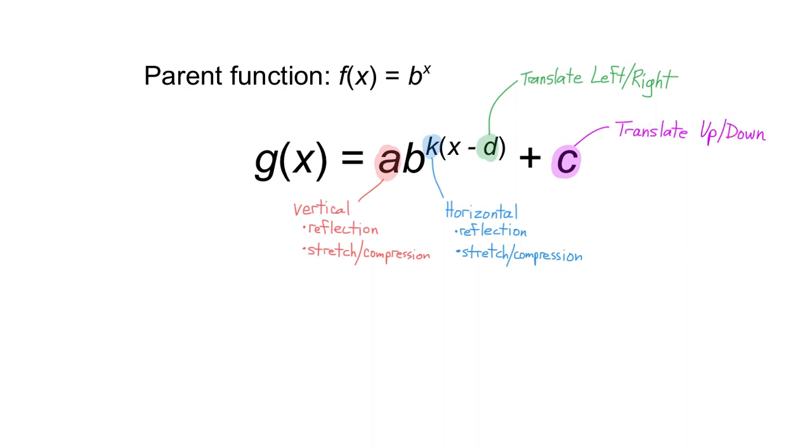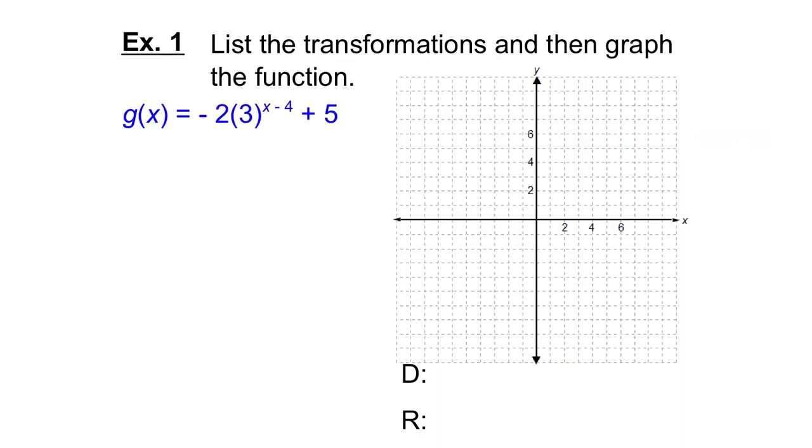So when you have an equation of a function, you can make a graph by plotting first a few points on the parent function, and then applying the transformations to the parent function for each of the points you picked. But I'll explain that in the next example. We're going to list the transformations and then graph the function. So here's my function. First, I have to figure out what the parent function is.